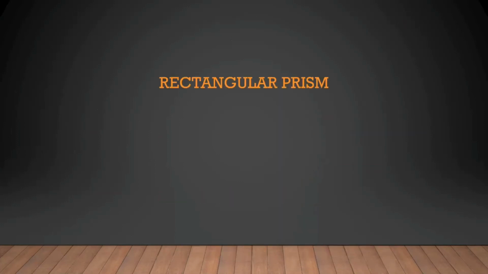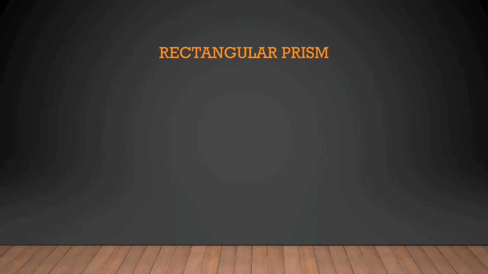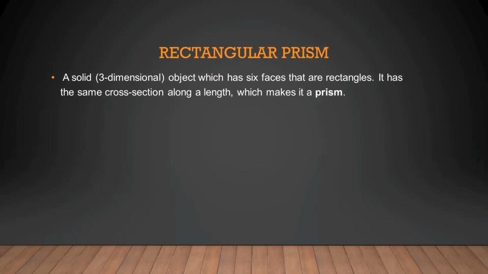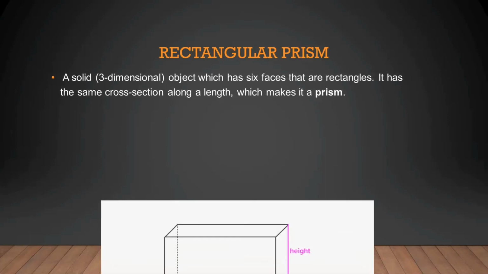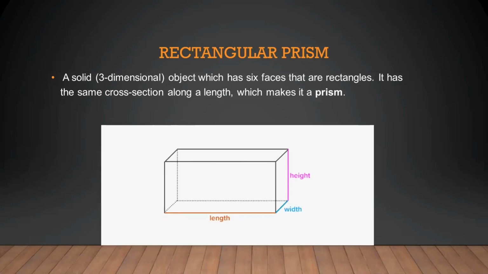So, next is the rectangular prism. So, yung rectangular prism natin ay a solid object which has 6 faces that are rectangles. It has the same cross-section along the length which make it a prism. So, ayan yung rectangle natin. So, yung rectangle natin, puro rectangle yan. So, yung faces natin, puro rectangle.